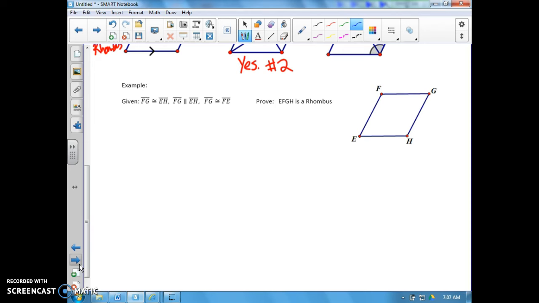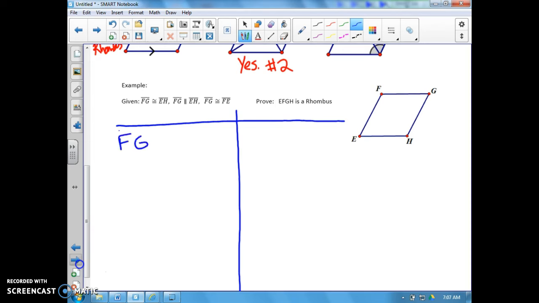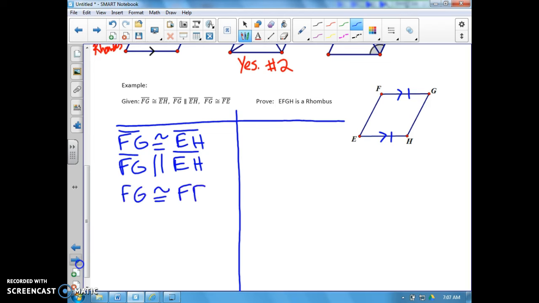Here, we're going to prove that EFGH is a rhombus. And they give me actually quite a lot of information at the beginning. I know that FG is congruent to EH. So if I mark that on my diagram, FG is congruent to EH. And I know that FG is parallel to EH. So again, those guys are parallel. And I know that FG is congruent to FE. So FG is congruent to FE, we know that. Okay, so this is all given.